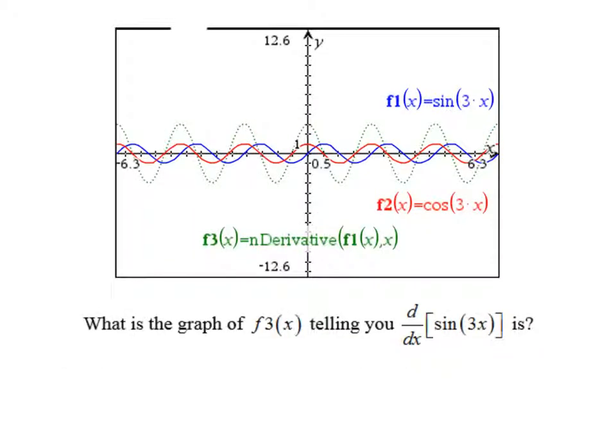Now, if you're like most students, what they usually enter in for the derivative of sine of 3x is the cosine of 3x. And there we see the red graph here. But if you turn on the green graph, which is the derivative of f1 of x, you'll see that that's not exactly what we're getting. So can you tell from the green graph here what the derivative of the sine of 3x actually is? Why don't you pause it here and make a guess, and then we'll talk about it.